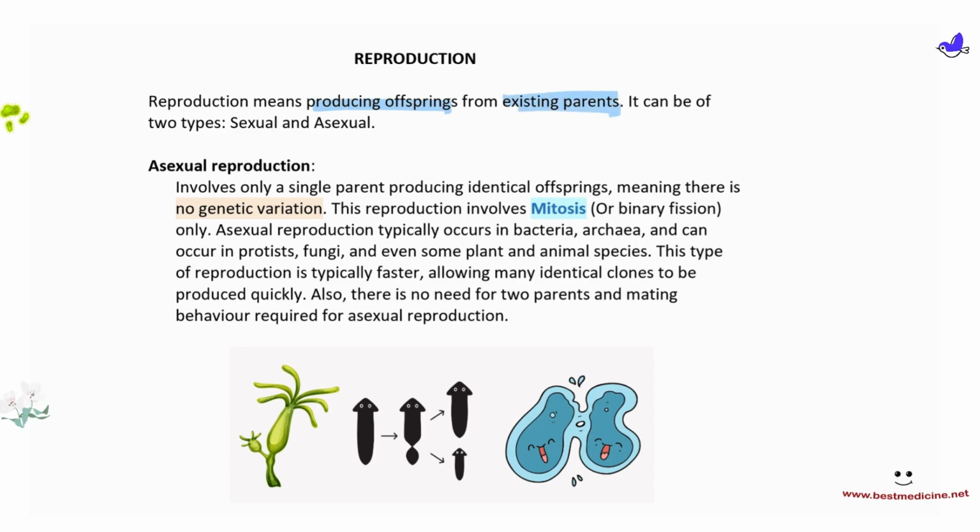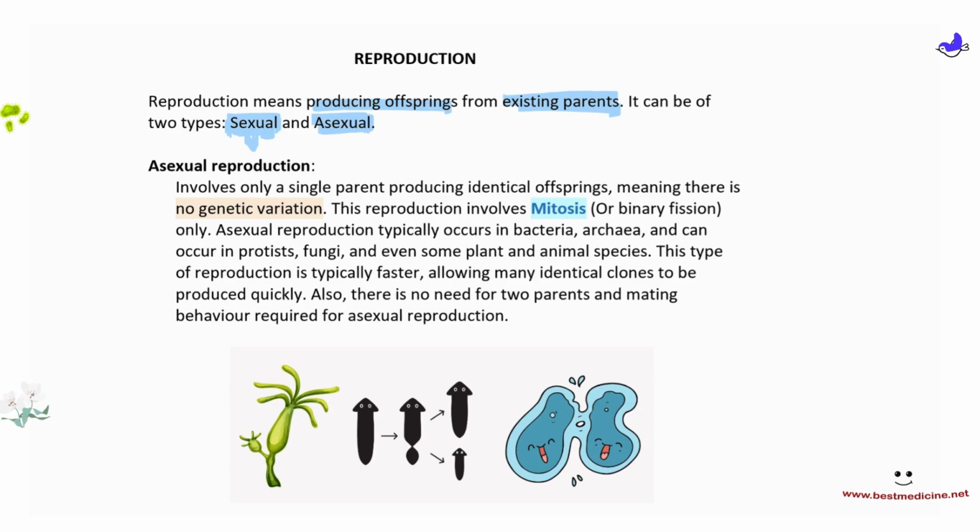It can be of two types. Sexual reproduction has two parents, a male and a female, who produce gametes through meiosis, and those gametes fertilize and give you zygotes. Asexual reproduction is when you have clones of cells through mitosis. We've done examples of this before, different clones, animal clones and plant clones and so on.